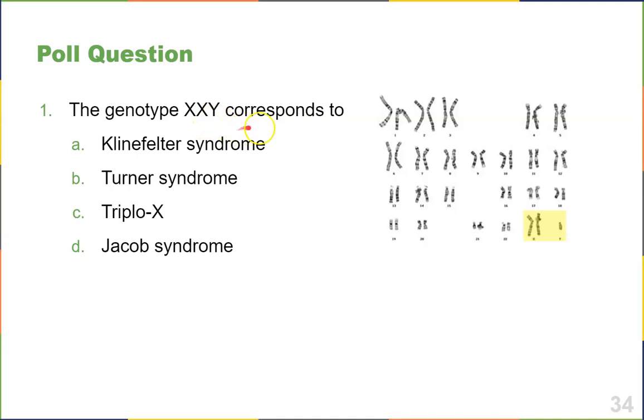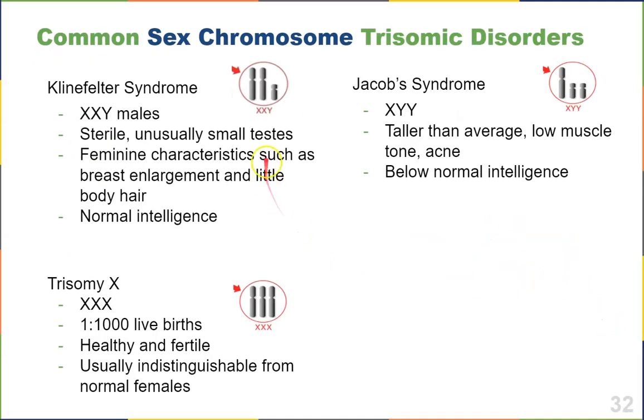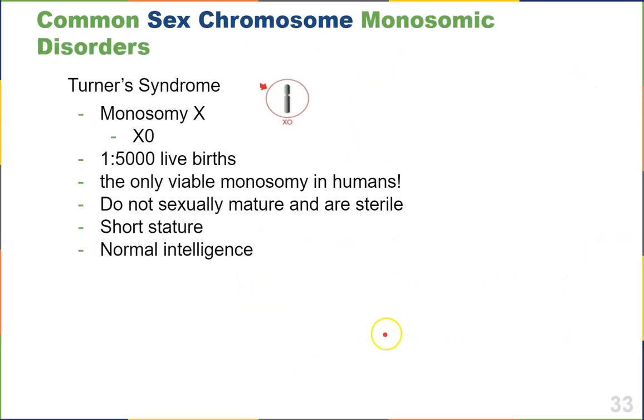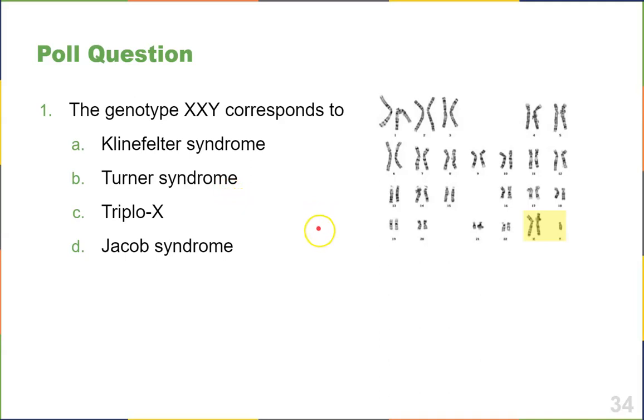All right, so let's take a look at this one. The genotype XXY corresponds to which one? XXY corresponds to Klinefelter's syndrome. So make sure you know these syndromes here. These are the common ones, so make sure you have them written down.